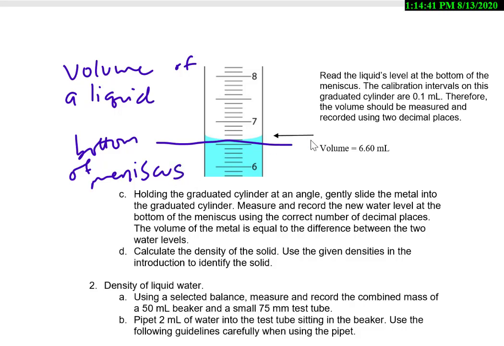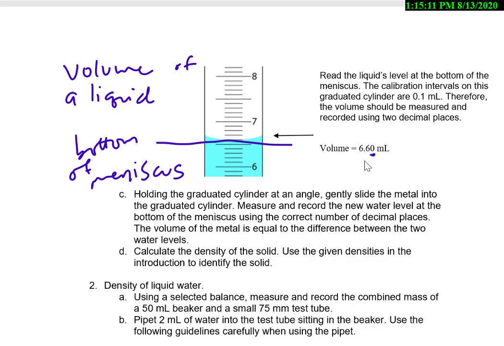Secondly, you want to think about significant figures. So different pieces of equipment will have different increments on it. Here we've got 6.1, 6.2, 6.3, so every increment is a tenth of a milliliter. Well, we always want to estimate 1 digit. So what you want to do is go 1 digit beyond the smallest increment. So here we know this is 6.6, and then we estimate 1 further digit.